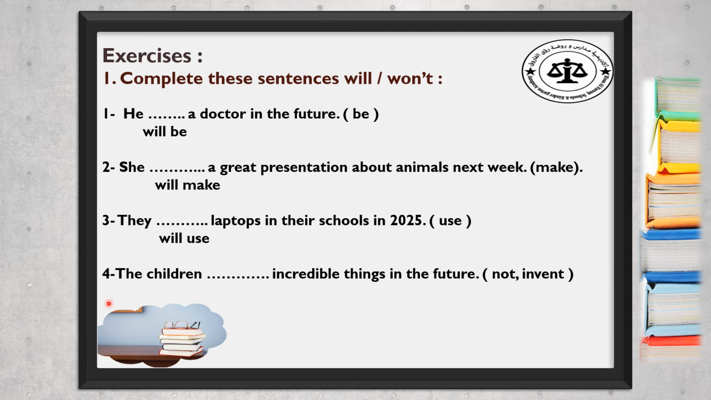The last one, the children blank incredible things in the future. We have not and invent. So, what is the negative form of will? Excellent. The children won't invent, or will not invent, incredible things in the future. Write these sentences in your grammar notebook, please.